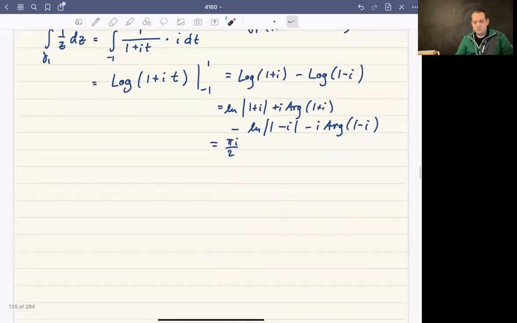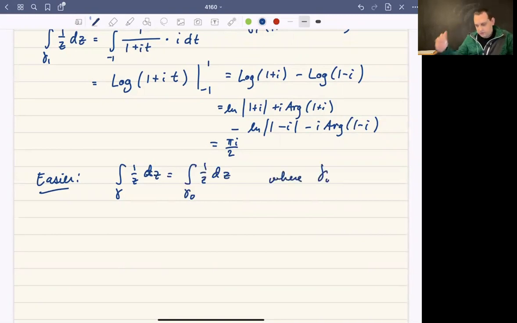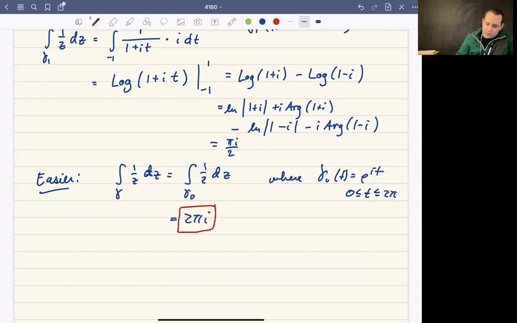And so it turns out that those will be equal as integrals. So a much easier way to do this is to notice that the integral over that square is going to be the same as the integral over, I'm going to call it gamma naught, where gamma naught is the unit circle traversed counterclockwise. So gamma naught is e to the it, where t goes between 0 and 2 pi. And this is an integral that we've already calculated. We know that this integral is 2 pi i. We have to do much less work.